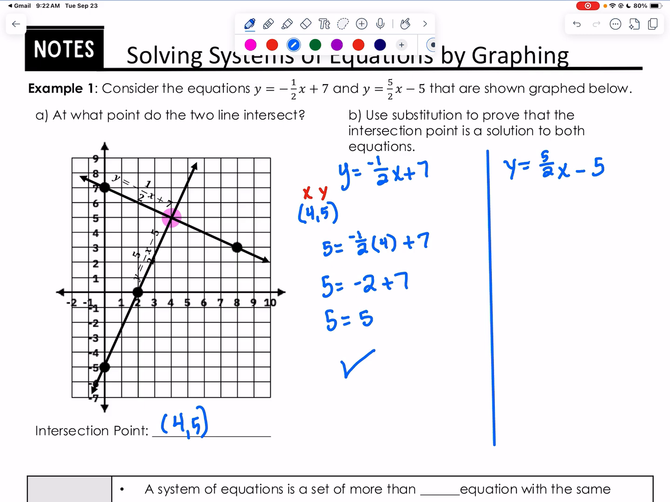Now let's see if it's a solution to the second line. Remember, I'm going to plug a 5 in for the y, and I'm going to plug in a 4 for the x. Now let's evaluate that. This would be 5. 5 over 2 times 4 would be 10. And 10 minus 5 would indeed be 5. So the point 4, 5 is a solution to both equations.